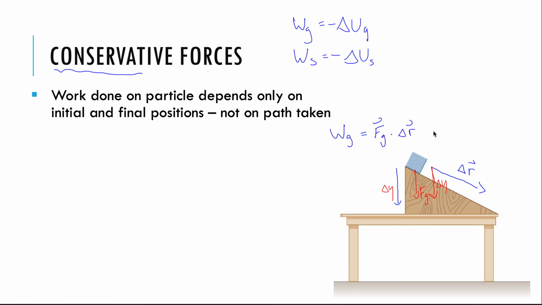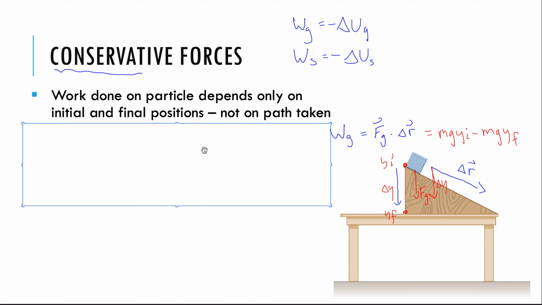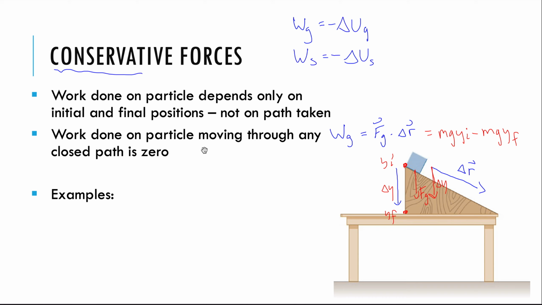Remember, the work done by gravity is mg y initial minus mg y final, right? It depends on the y initial and the y final. It does not depend on the path taken. And then one other thing about the definition of a conservative force is that the work done on the particle moving through an enclosed path is zero.